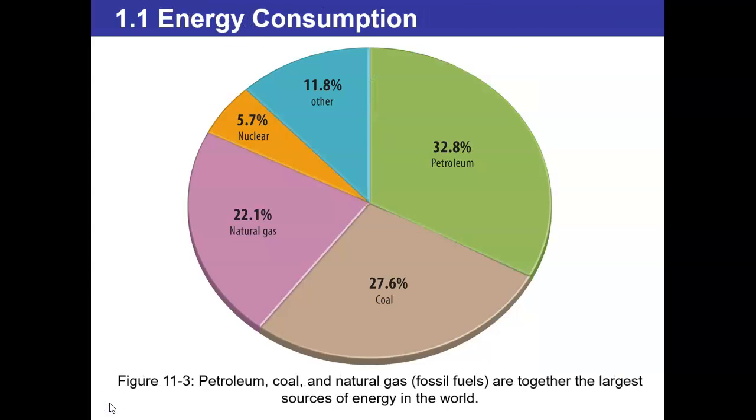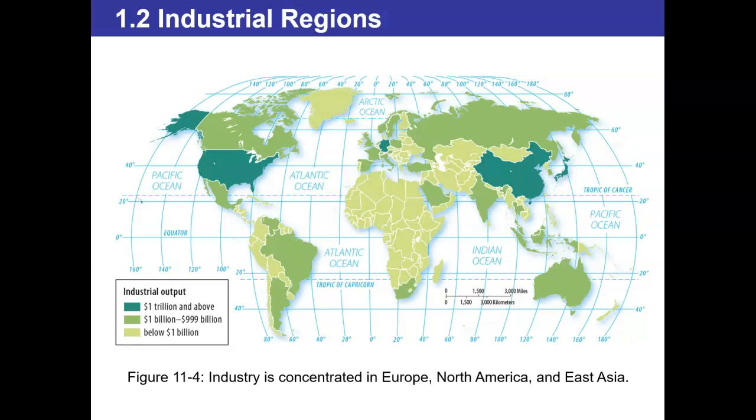In order for industrialization to occur, you need energy. Figure 11-3 shows different energy sources that help industrialization mass produce. As you can see, petroleum, coal, and natural gas, all fossil fuels, together are the largest sources of energy in the world. There are 3 primary regions in which industry is concentrated.